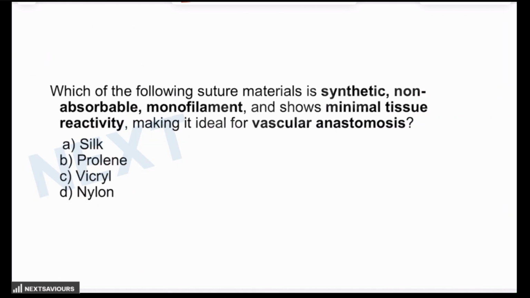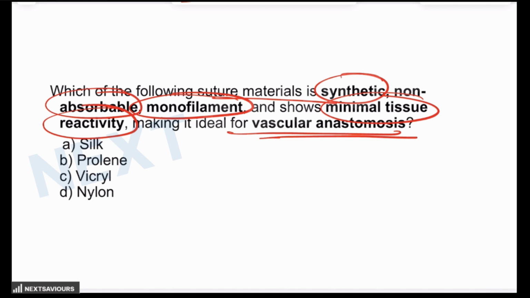Another question is: which of the following suture materials is synthetic, non-absorbable, monofilamentous, and shows minimal tissue reactivity, making it ideal for vascular anastomosis? So the answer for that question obviously is Prolene, because silk is natural, non-absorbable, multifilamentous, that means braided, and it causes moderate tissue reaction.